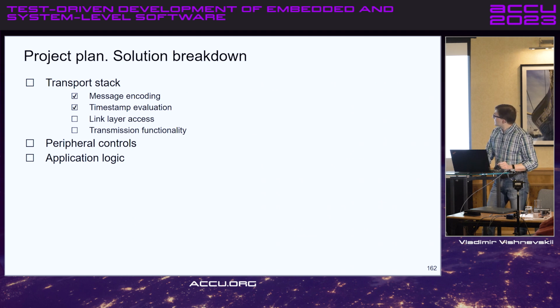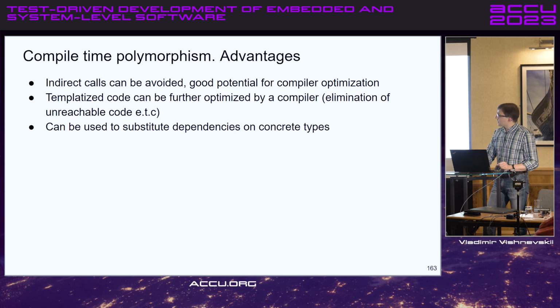So, compile time polymorphism. That's what we discussed. We can avoid indirect calls. We keep the good potential for optimization. The code stays available for further compiler optimizations, and we can substitute dependencies on concrete types.